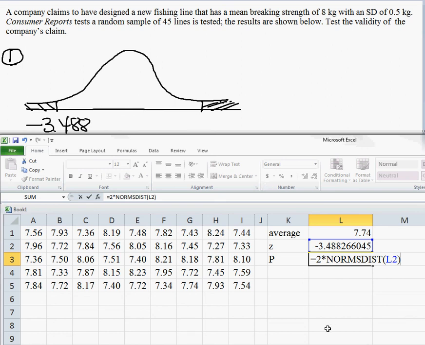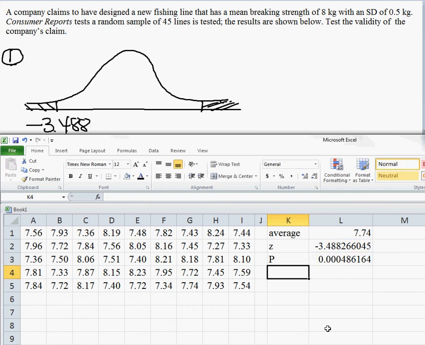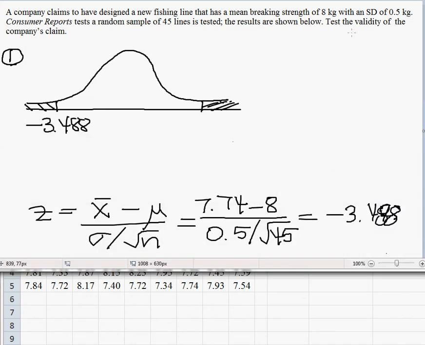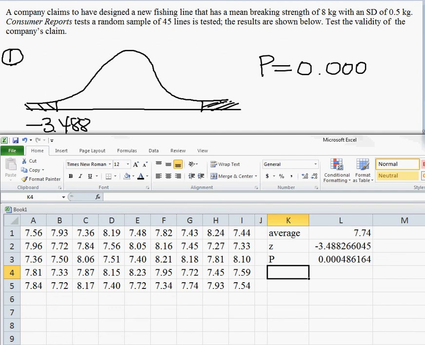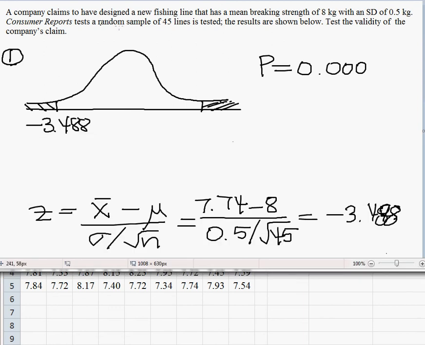So for this particular problem, I would just simply take 2 times NORM.S.DIST, and I get the p-value of 0.000486. Now I'll let you think about what to do if the z-value came out to be positive, but it wouldn't be just simply doubling NORM.S.DIST. For this particular problem, that was what I needed to do. That's not what I have to do for all problems, depending on whether or not the z comes out positive or negative. I'll let you think about that.